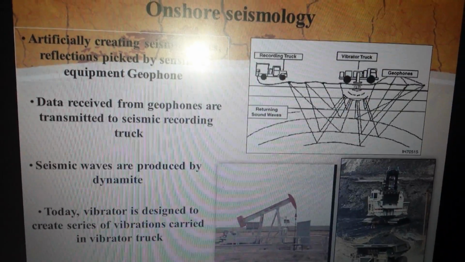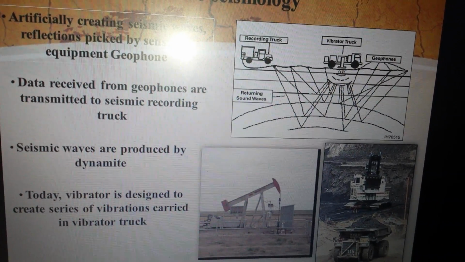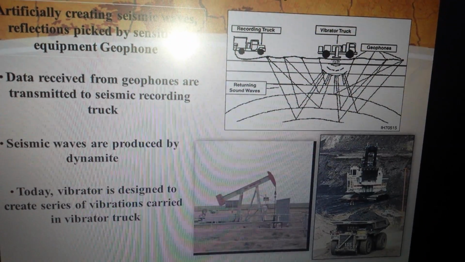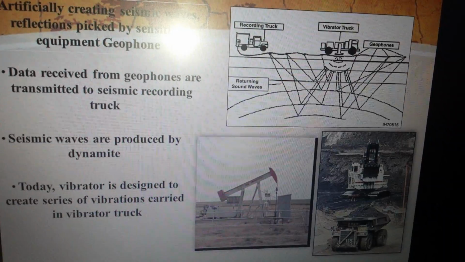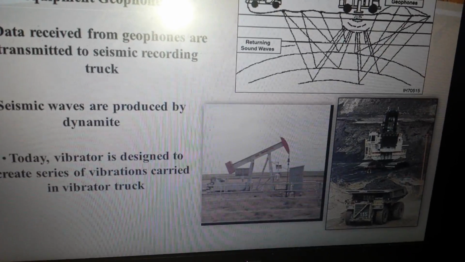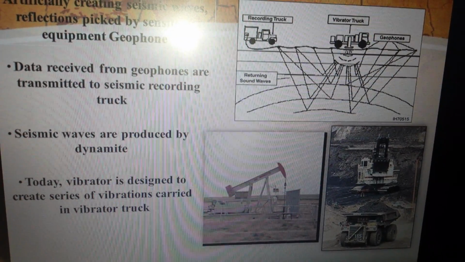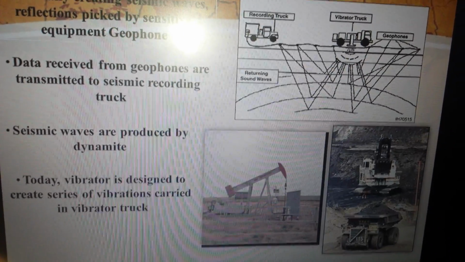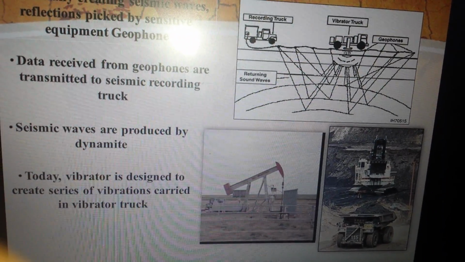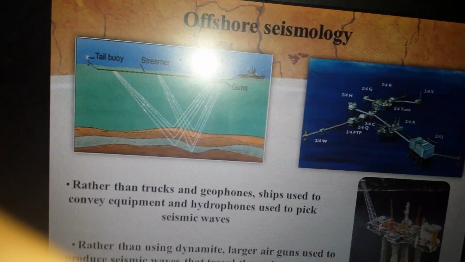Here's a picture of onshore seismology. As you can see, there are many components such as the recording truck, vibrator truck and geophones. The vibrator truck produces these seismic waves that are received by the geophones, and the data collected by the geophones is transferred to the recording truck. Based on this, the geophysicists decide whether the oil is there or not. So nowadays a vibrator is used to create a series of vibrations in a vibration truck.